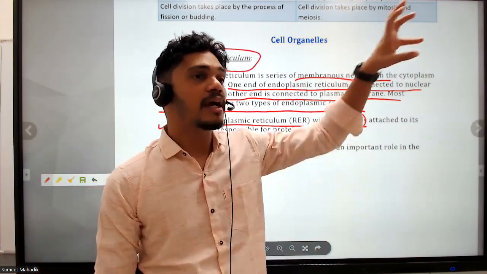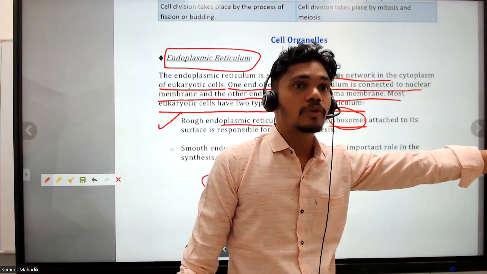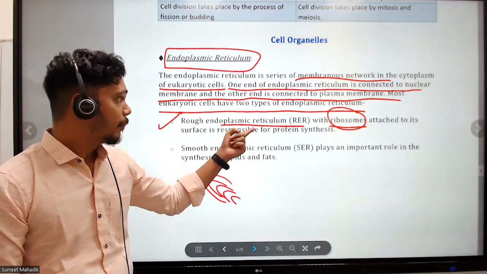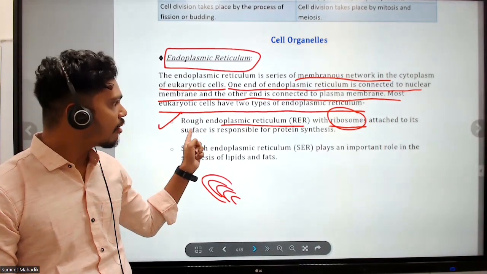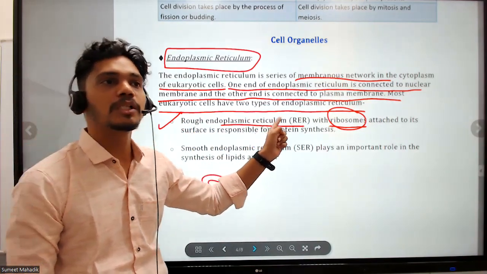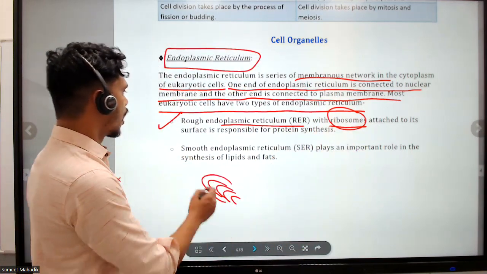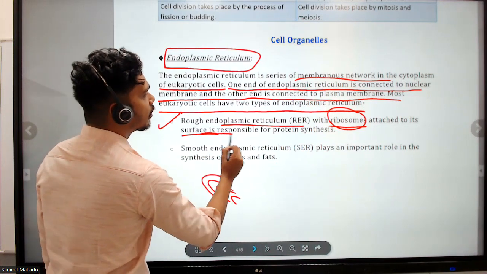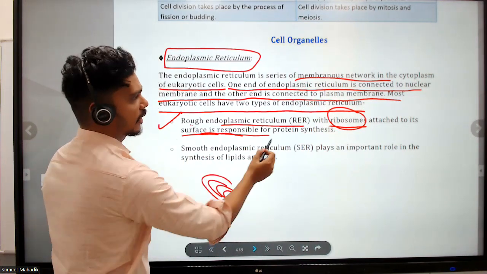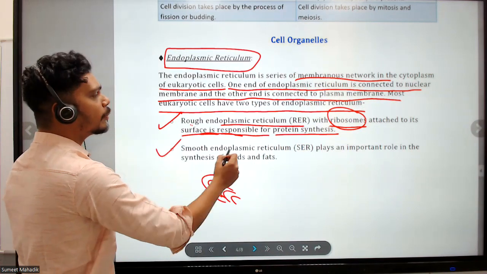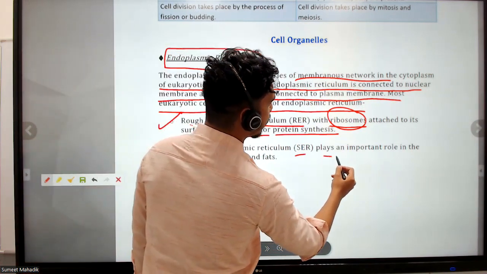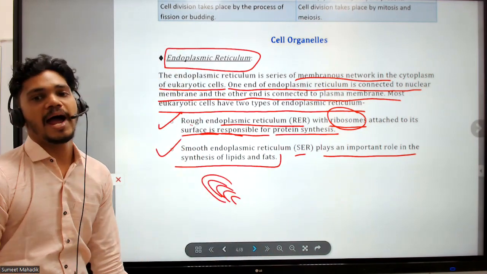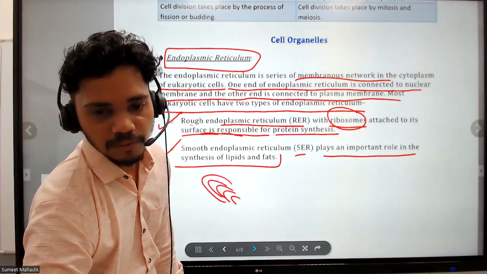So the nucleus gives the idea, I want this kind of protein. So who is going to make it? ER. But which one? RER. Rough endoplasmic reticulum is responsible for carrying out the protein synthesis. Because of the presence of ribosomes, the surface becomes what? Rough. That is for protein synthesis. Then smooth endoplasmic reticulum, SER, plays an important role in the synthesis of lipids and fats. So this is what we have studied.